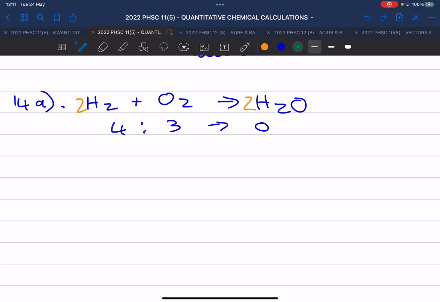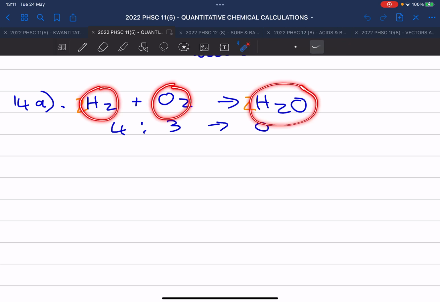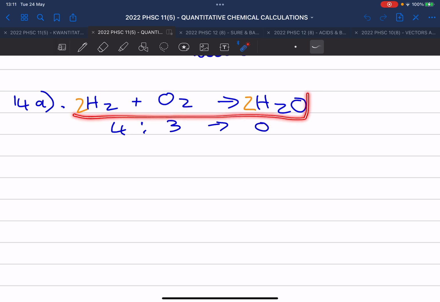They say that hydrogen gas reacts with oxygen gas to give you water. And then there are 3 questions. You must write down a balanced equation. Then you must determine the limiting reagent. And then you must determine how many moles of gas you have left at the end.